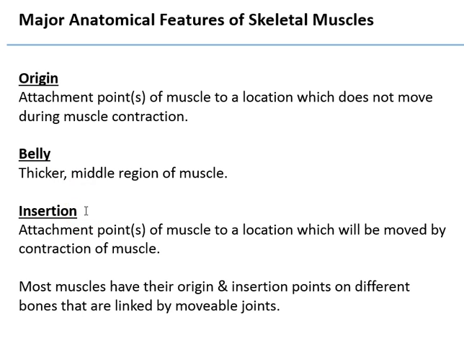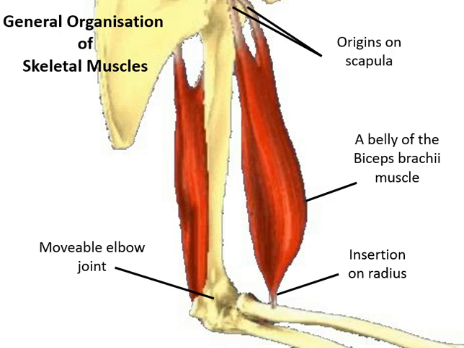Finally, the insertion. It's another point where the muscle inserts into a bone. This time, however, when the muscle contracts, the bone moves in response to this contraction. This diagram provides a good example of how muscles attach to the bones of the skeleton. We've shown here the Biceps Brachii, and over here we have the Triceps Brachii.